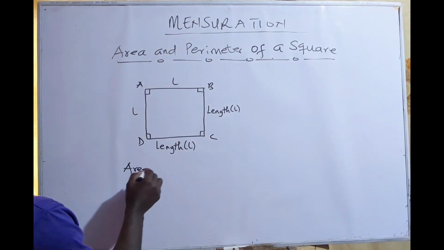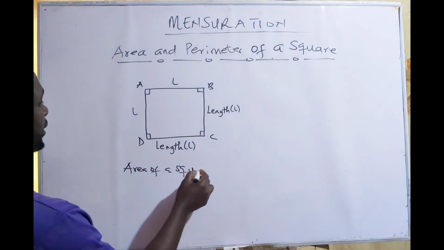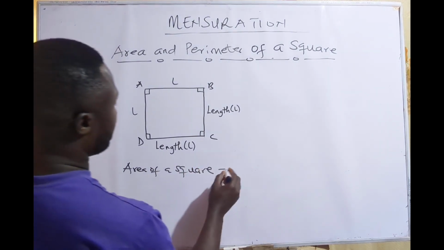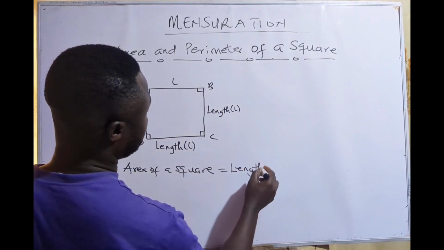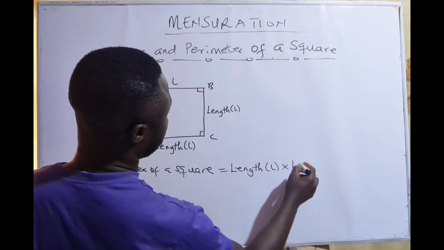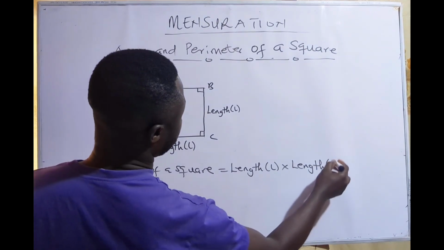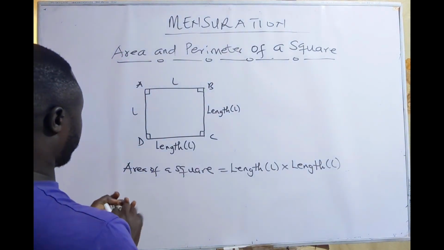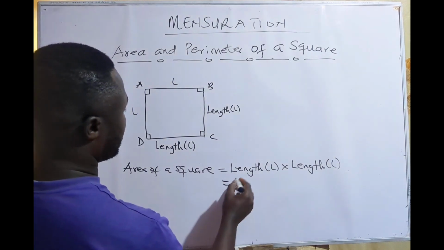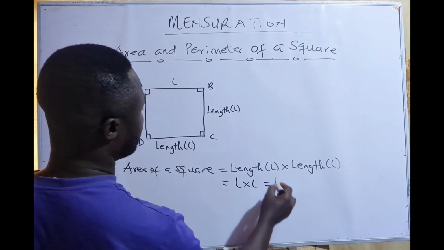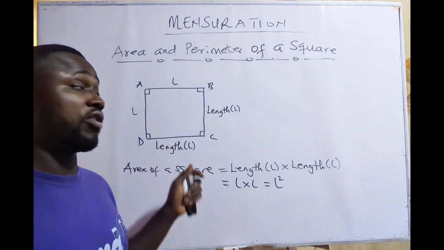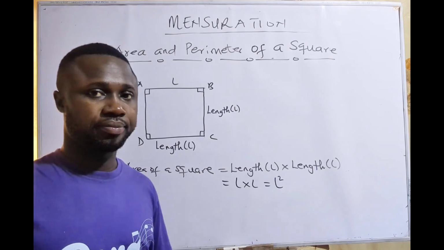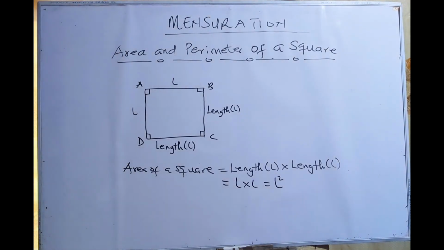So area of a square will be the length times the length, length multiplied by length, which will be L times L, and it will give us L square. So the area of a square is L square.